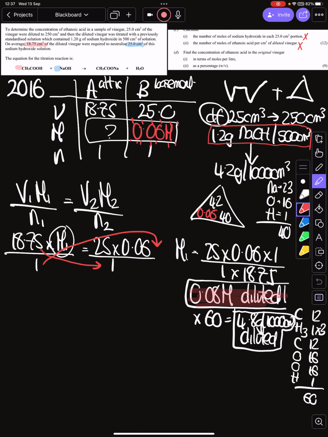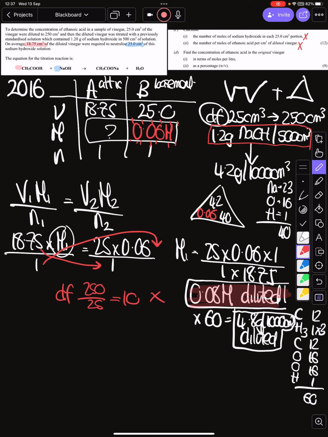So using this 0.08 mole of diluted, we can now figure out D part I. If we were to do that, we need our dilution factor, and our dilution factor in this instance was 250 divided by 25, which is equal to 10. So I would just multiply 10 by 0.08, and now my original vinegar is 0.8 big M. So I've now answered D part I. So I just annotate it up. I don't rewrite anything because I may make a mistake.